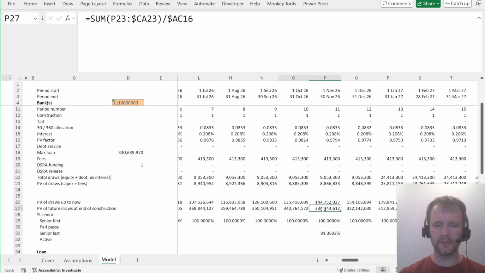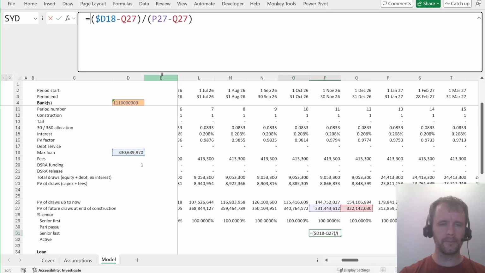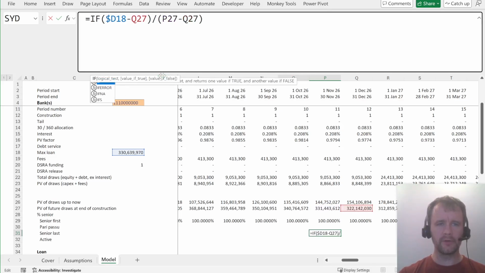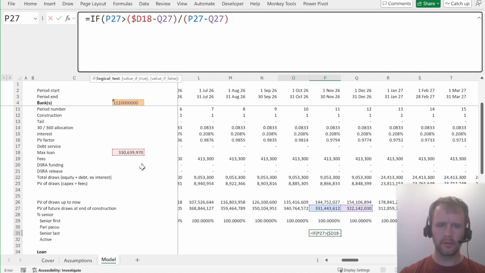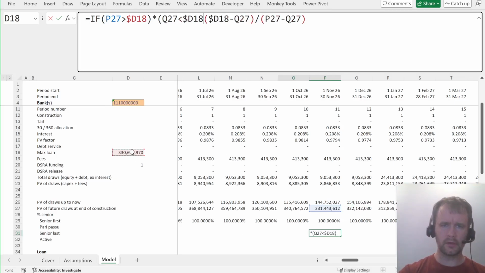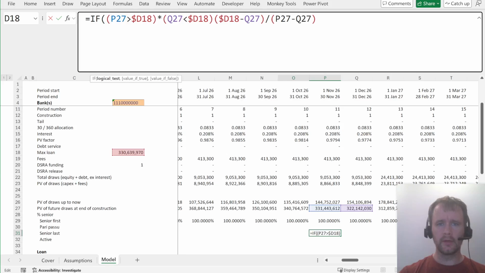So basically I want to say if this is greater than the loan and if this is less than the loan, then we're working. So we're going to say if this is greater than this lock, and this is less than this lock, and I'm missing a bracket here, then give me this calculation.